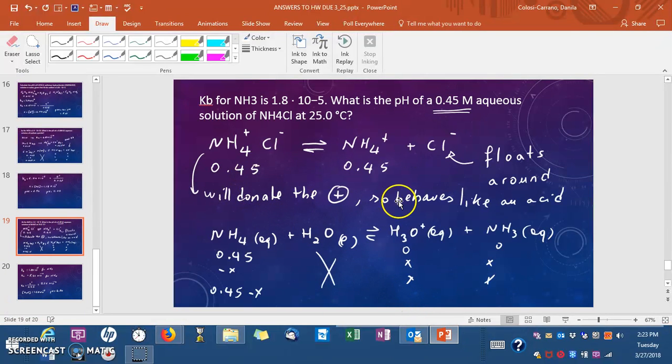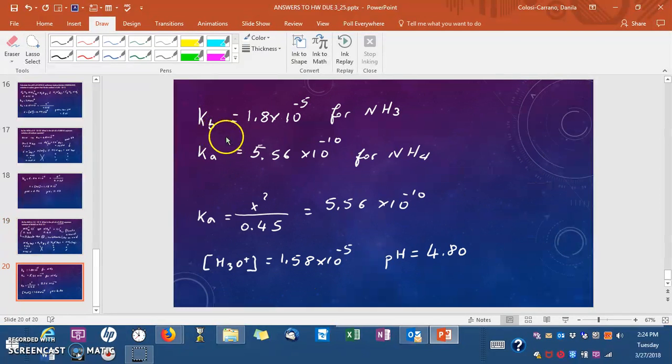That's basically what I've done. So NH4 and Cl, you break it down. This one keeps on floating. So now you know how to transport the molarity 0.45 from this solution to this solution. So it behaves like an acid. So this is your table. And you need to find the Ka because you have been given the Kb. And again, solve and find the pH for that number.